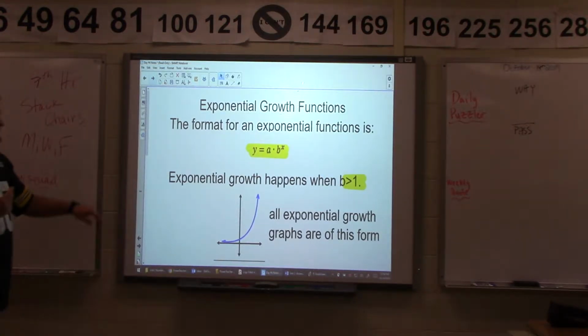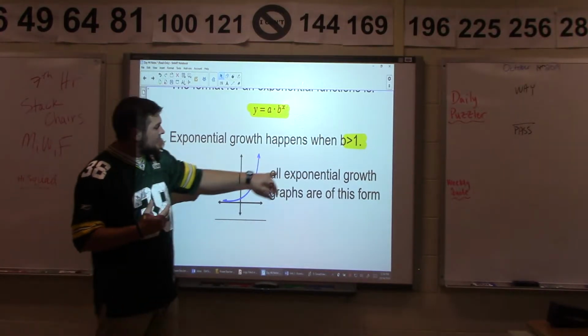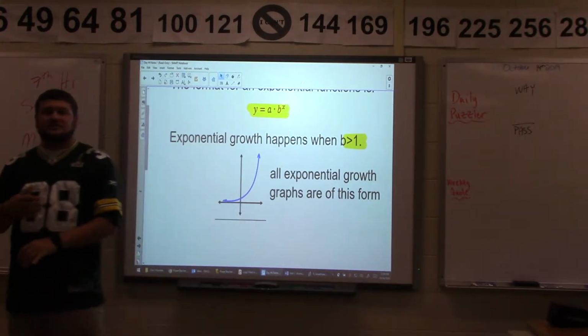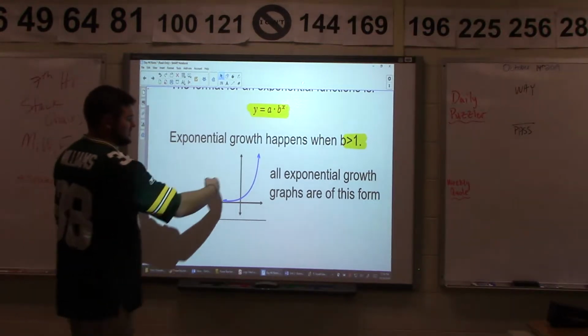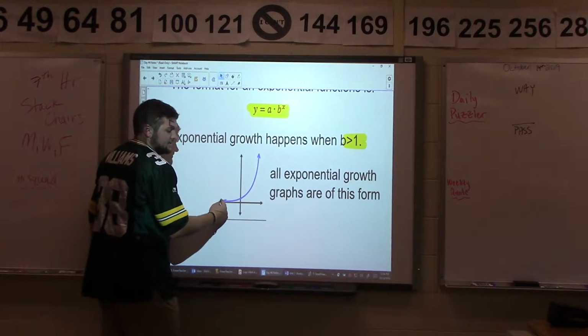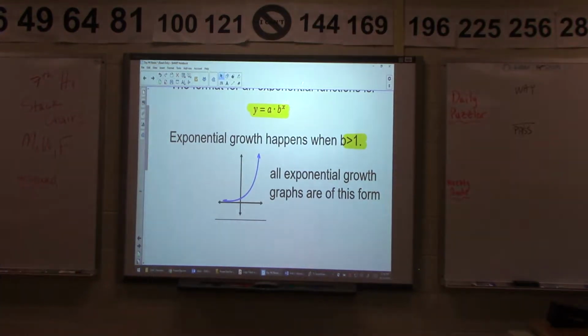Alright? So, our exponential growth, we said it happens when b is greater than 1. Every exponential growth curve will look something like that. It may be a little bit flatter, it may be a little more steep, it may be shifted left to right, but every single one is going to go up rapidly as we go left to right. Okay, that's just how the exponential growth curves look.